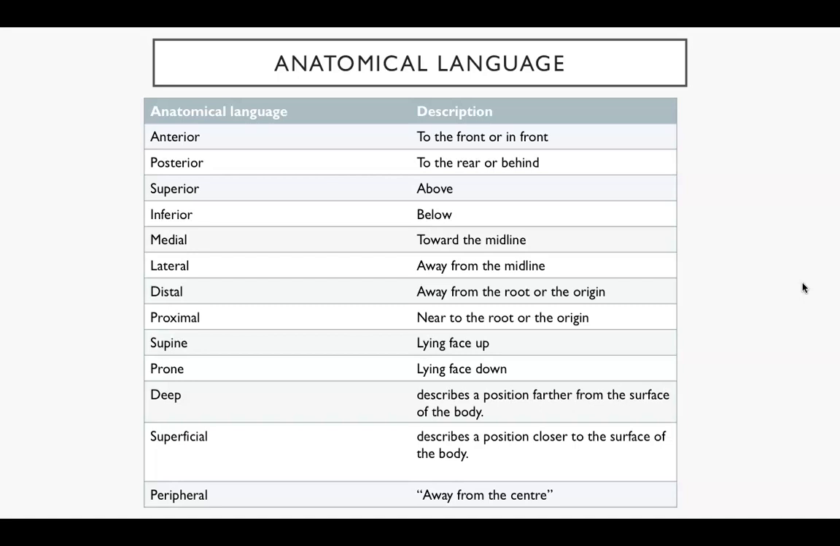And then finally we have peripheral, which is away from the center. If you think of peripheral vision, if you're looking straight, you can still see objects on the outside and the corners of your eyes. That's your peripheral vision. So peripheral is away from the center. Please make sure you get all of those written down. You can pause this now to get them down, and we'll move on to the next part.